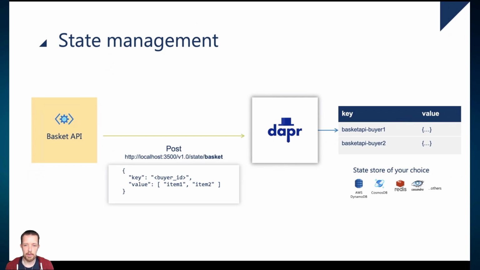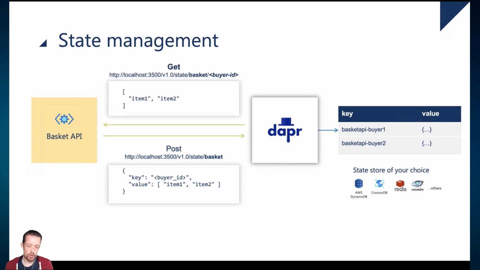And then Dapr uses its configured components, for example, Redis, but you can also use Cassandra, Cosmos DB, Azure Table Storage. There's a really large list of components to choose from. And it uses that component to persist the state. And then when we want to read the stored state again, we again simply make a call to the sidecar. This time we do an HTTP GET. We give it the name of the state store and the key of the state entry to get, and we get back the value.